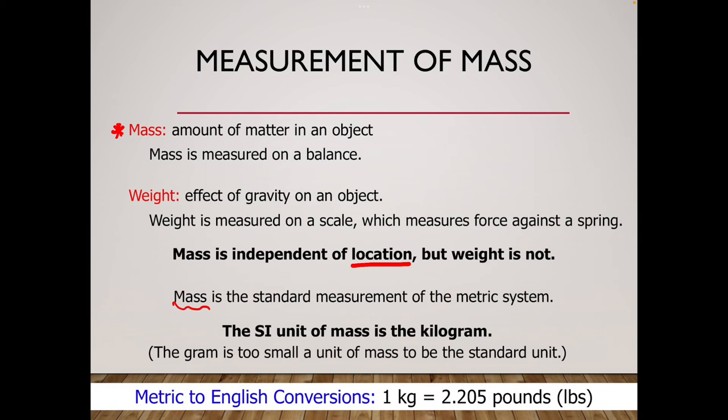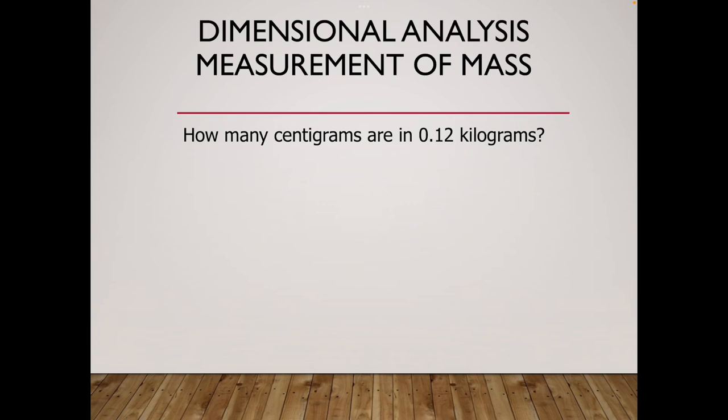So here's a helpful metric to English conversion. 1 kilogram is equal to 2.205 pounds. And again, just like with all of the other English to metric conversions, I will give you this one if you need it. You are not required to memorize this. I will tell you, though, if you ever travel internationally, this is really helpful to know how heavy your bag can be before you get on an airplane, just as a heads up.